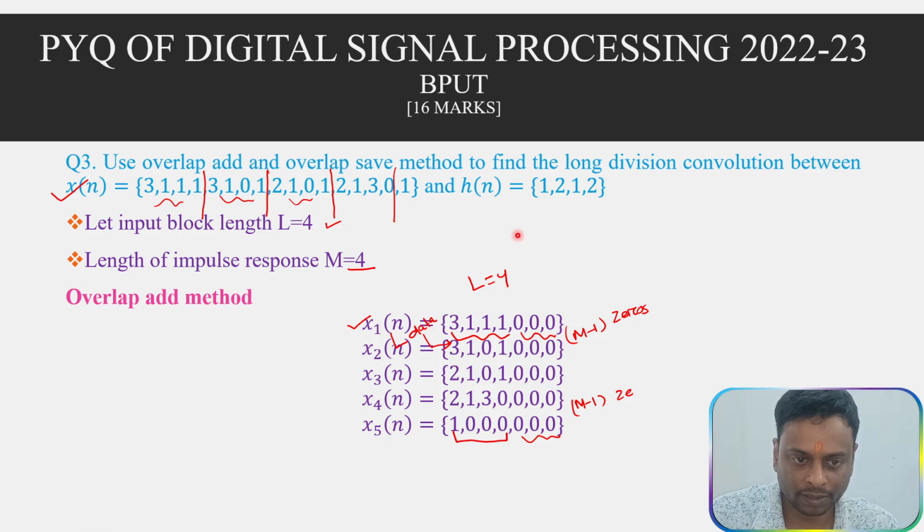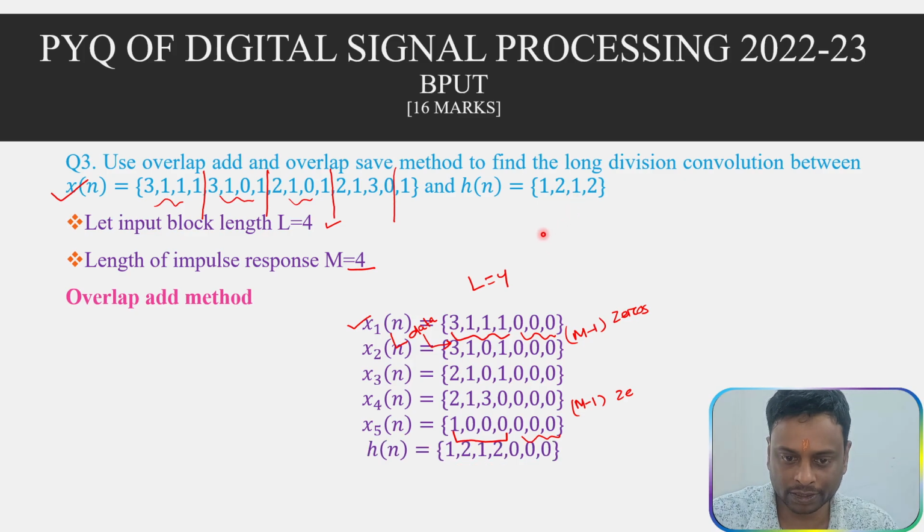Now you have to do the circular convolution for each of these inputs. What is the size of these? All of x1, x2 and so on are of size 7. So you have to make h of n also of size 7. h of n is given as 1, 2, 1, 2, so you have to append 3 zeros to make the same size, because you have to find the circular convolution. That way each length will be equal.